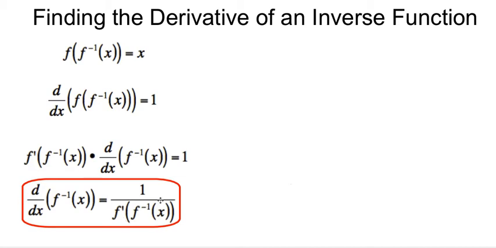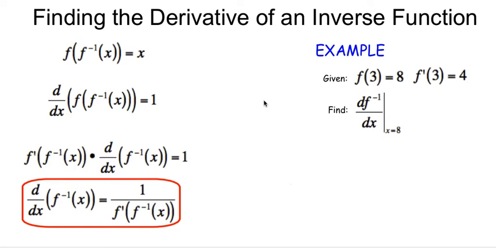So really what we found out here by going through these steps is that the derivative of the inverse is the reciprocal of the derivative of the original function, but it's evaluated at the point f inverse of x rather than the point x. Okay, so let's look at an example as to what that actually means.